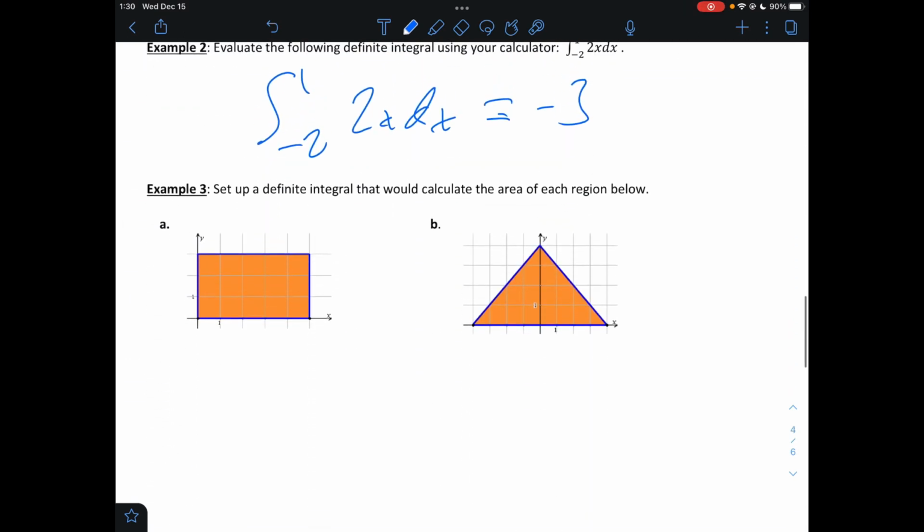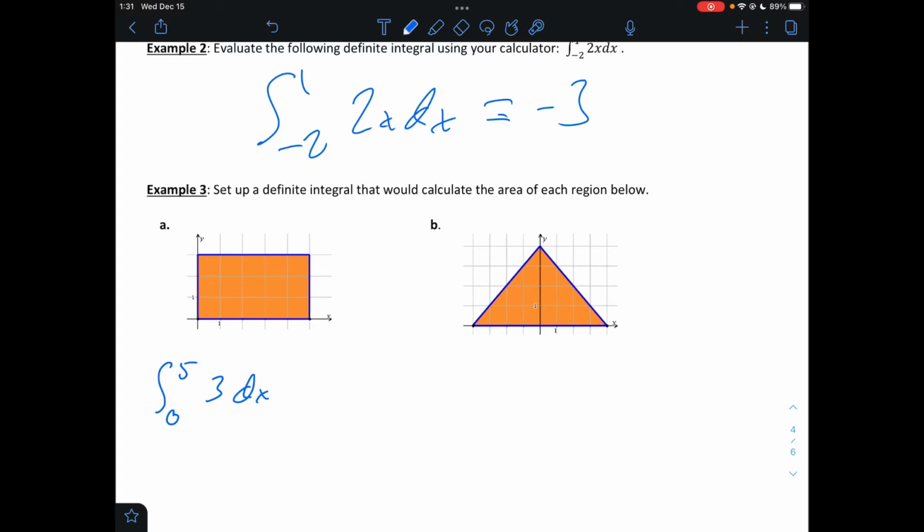Okay, example 3 says to set up a definite integral that would calculate the area of each region below. So for the first one here, we are going to do an integral from x equals 0 to x equals 5. So from 0 to 5 of the function. The height of the function here is just a horizontal line, so it's just y equals 3. So 3 dx. That's it. We don't need to do anything else with that. It just says to set up the definite integral, and that's it.